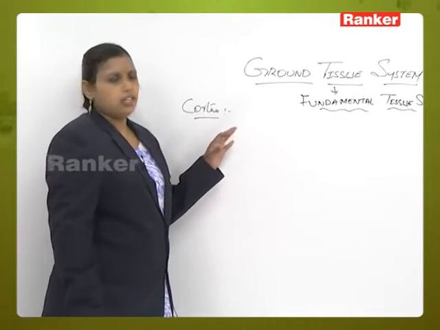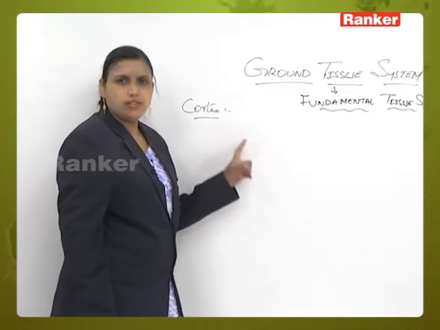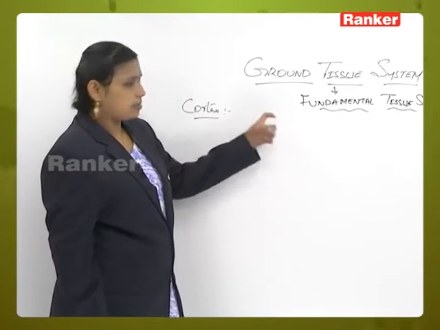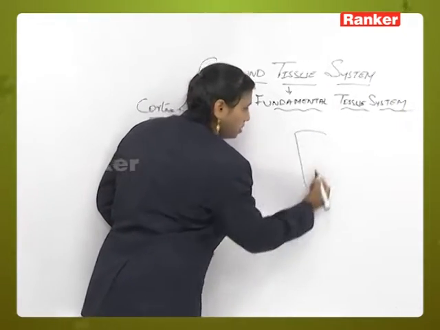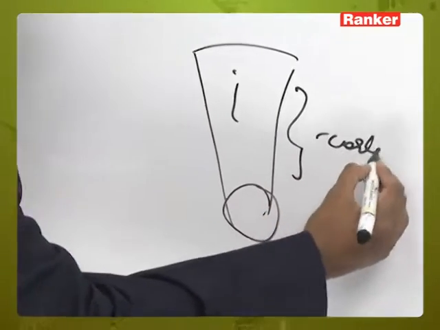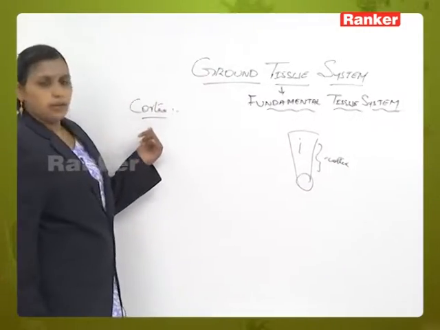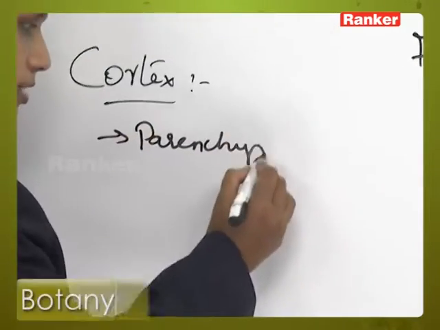What is cortex? The region between the epidermis and the area which covers the stele, the region from the epidermal part to the stellar part. For example, if it is epidermis, from here to this area is called cortex. Okay, the cortex is made up of parenchymatous tissues. More parenchyma is present.